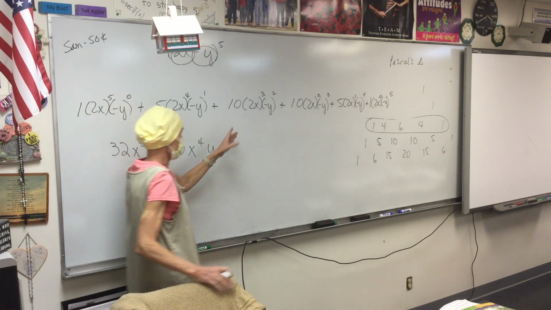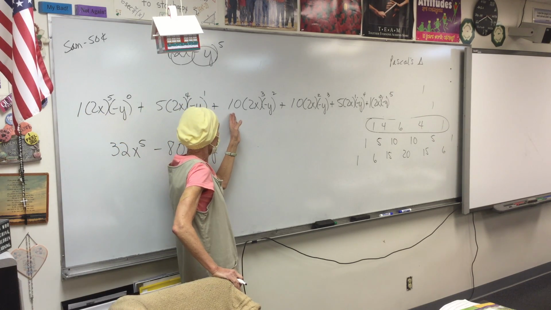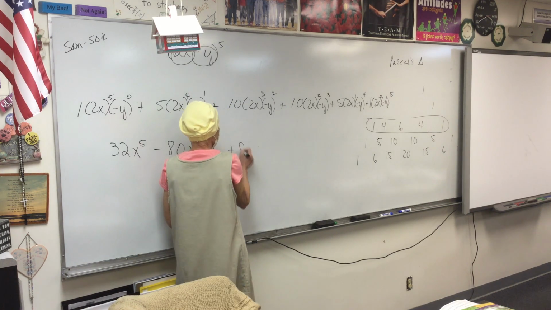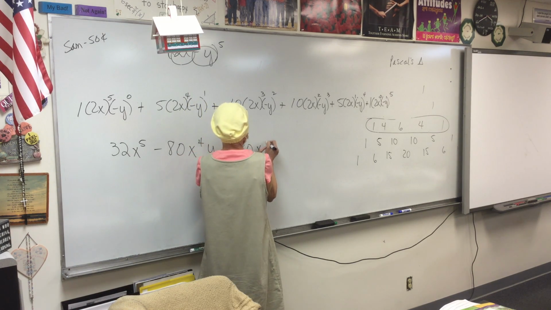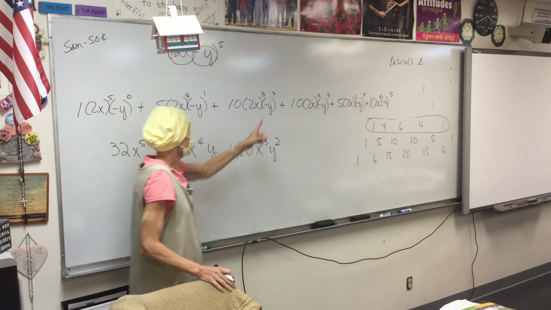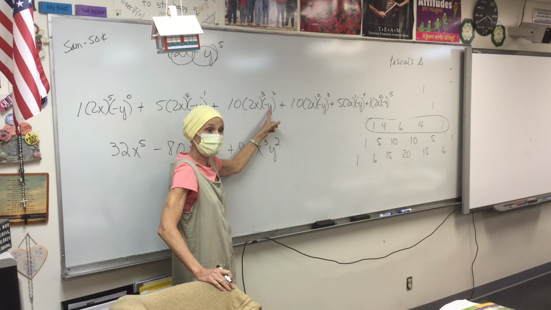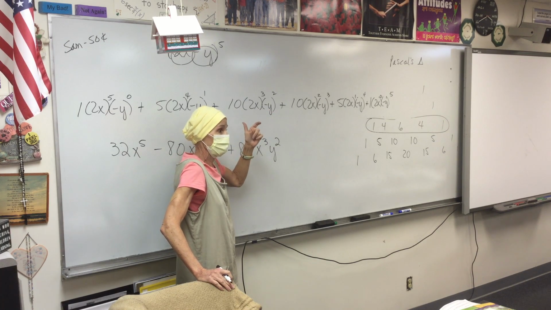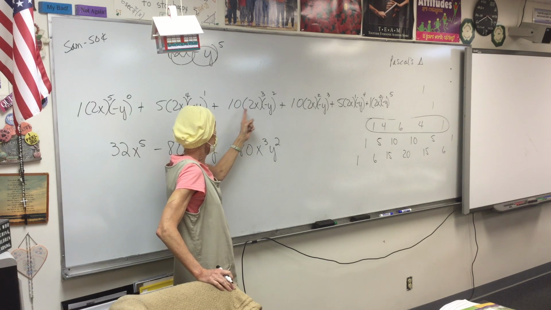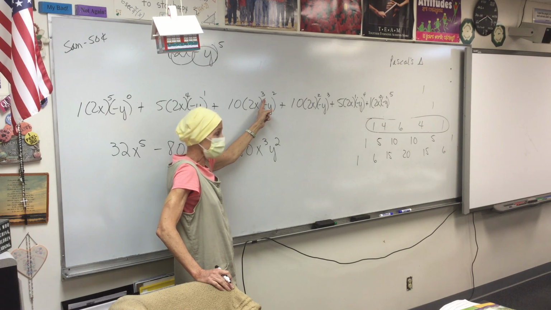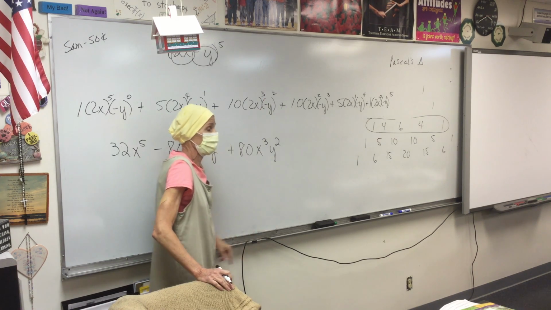Right, now what about the next one? What do we have here? It's not negative this time. This time it's positive. Why is it positive? It is 80 again. But why is it positive? Because when you square a negative, it becomes positive. So you have 10, 2 to the 3rd is 8, and then y squared.